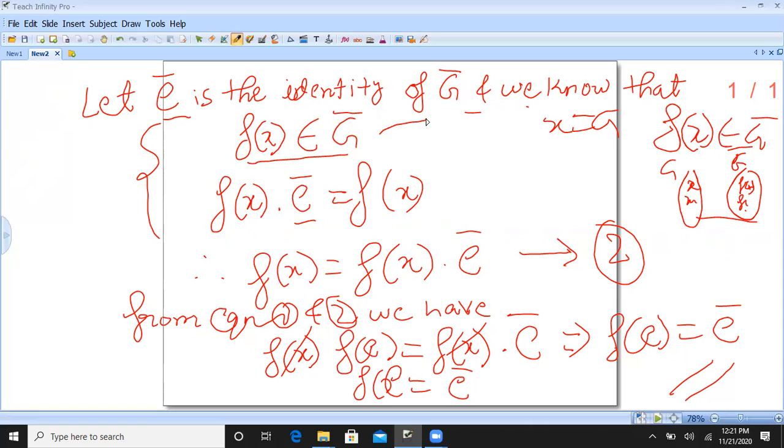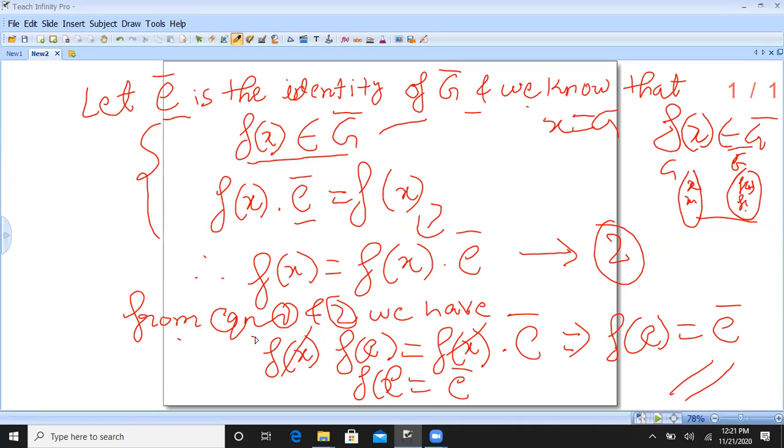Okay, so next, f of x into f of E bar is equal to f of x by E bar. Here we have written f of E bar. So next, by interchanging this we have written f of x is equal to f of x into E bar. So this is equation 2.